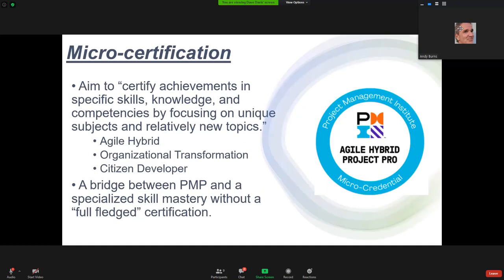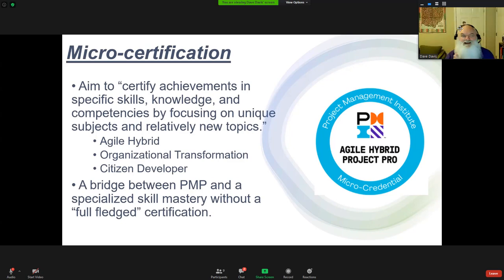All righty. There's another thing happening, and it's micro-certification. I'm now part of the Agile Hybrid Project Pro, a micro credential, and full confession, I have this credential. And the idea of the micro certification, I am really in favor of, achieving just specific skills by focusing on some unique subjects.